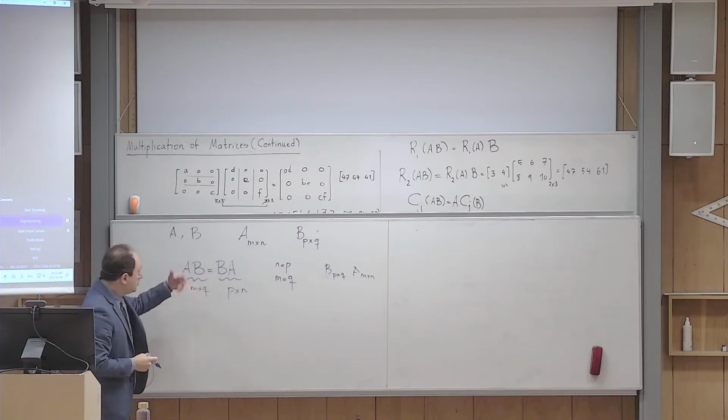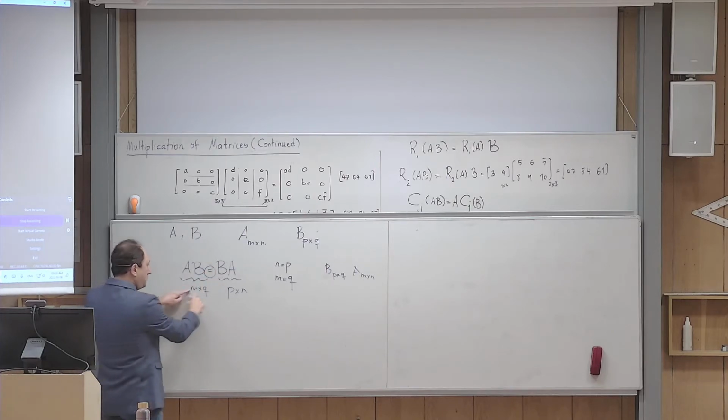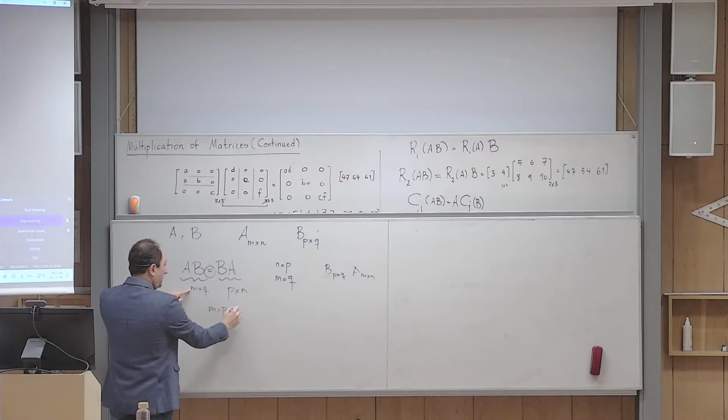Now you are telling me that these two matrices are equal. So what does it mean? It means m should be p and n should be q.